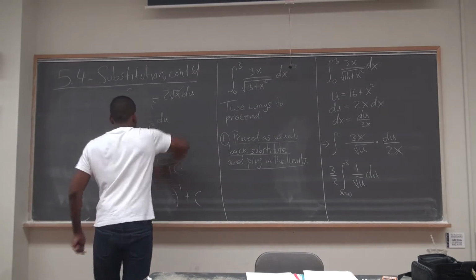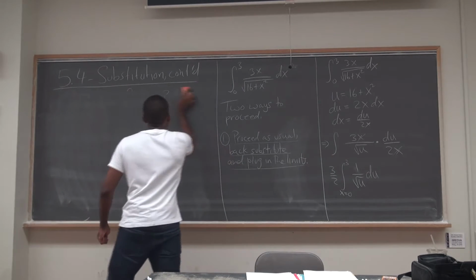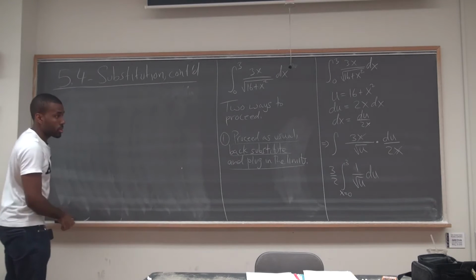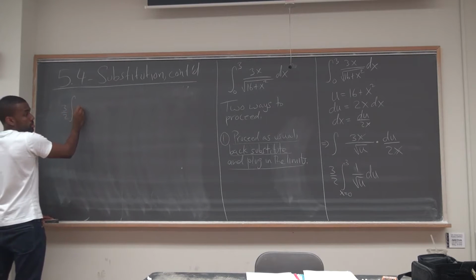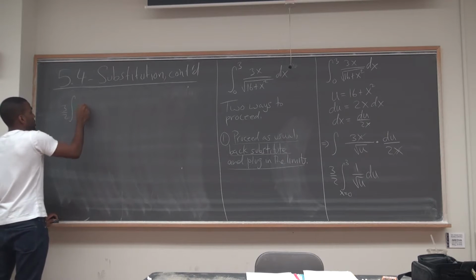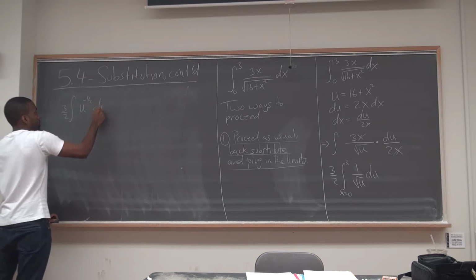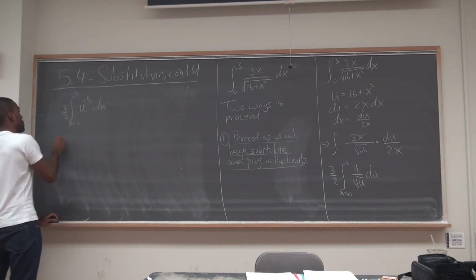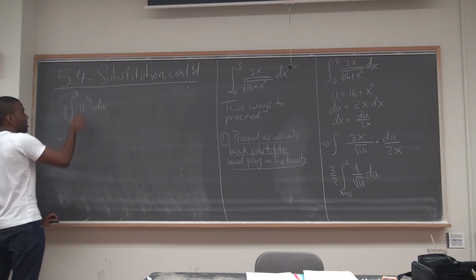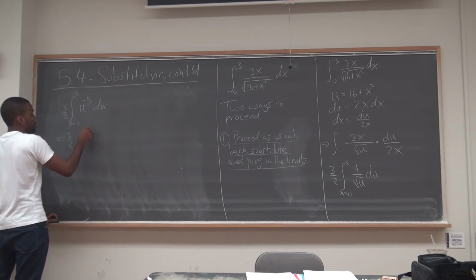What's next? After I get to that stage, what's going to happen? I rewrite the 1 over radical u as u to the minus 1/2, right? And x goes from 0 to 3. So I integrate that, I get u to the 1/2 divided by 1/2.